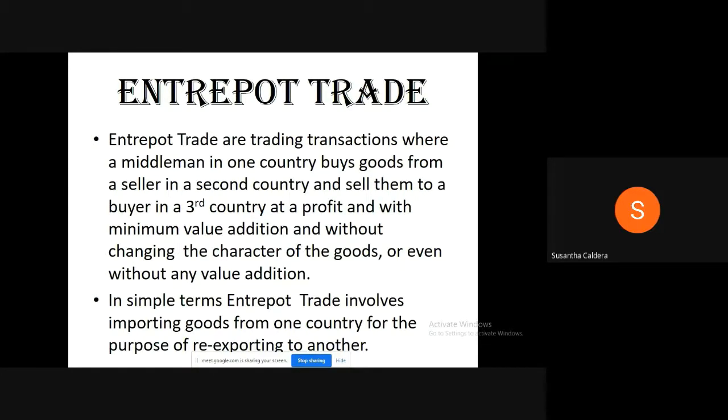So, entrepot trade are trading transactions where a middleman in one country buys goods from a seller in a second country and sells them to a buyer in a third country at a profit, with a minimum value addition and without changing the character of the goods, or even without any value addition. In simple terms, entrepot trade involves importing goods from one country for the purpose of re-exporting to another.